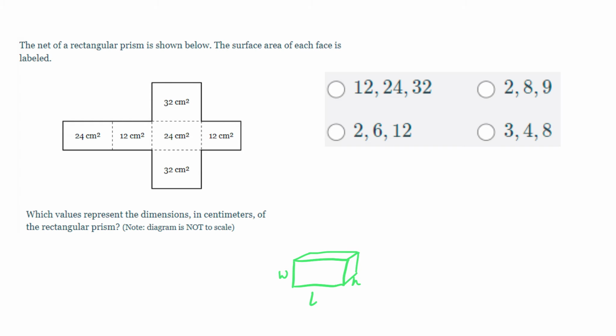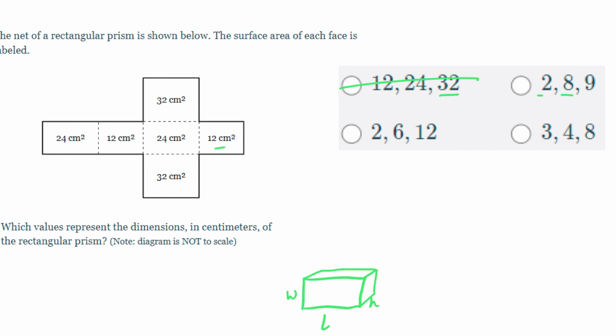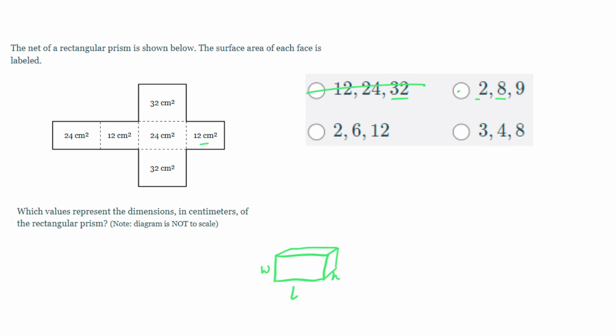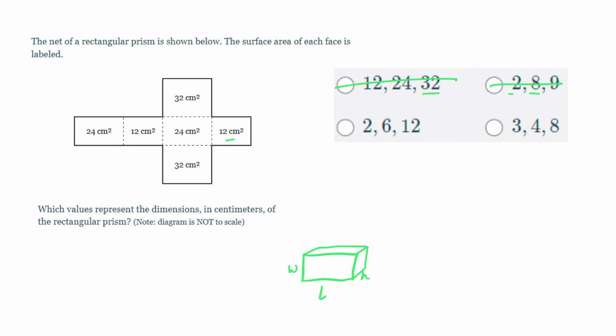So as we look at these answers, some of these are going to just immediately be discounted, because we can't multiply times 32 and get a 12. So this answer's out. And although 2 and 8 go into all of these numbers that we see over here, 9 does not. Since 9 is not a factor of any of those numbers, and we need it to be a factor of all of those numbers, it cannot be a correct answer. So we either have a 2 by 6 by 12, or we have a 3 by 4 by 8.